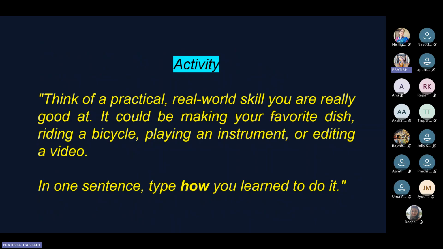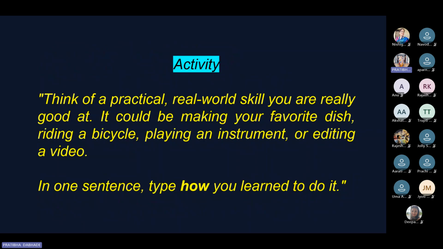Now let's have an activity. Think of a practical, any real world skill you are really good at, right? But it can be anything. It can be you're good at making your favorite dish. It can be riding bicycle. It can be riding bullet. It can be playing any kind of instruments, piano, guitar, whatever it is. Okay, it can be because nowadays we are techno savvy. Maybe someone they like to capture the pictures, edit the pictures or videos, whatever it is.